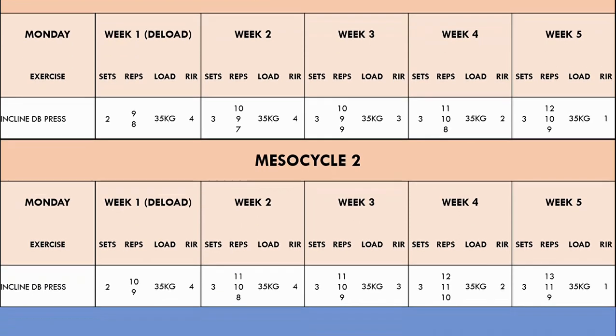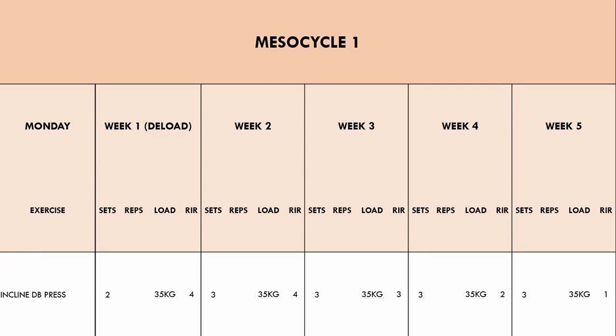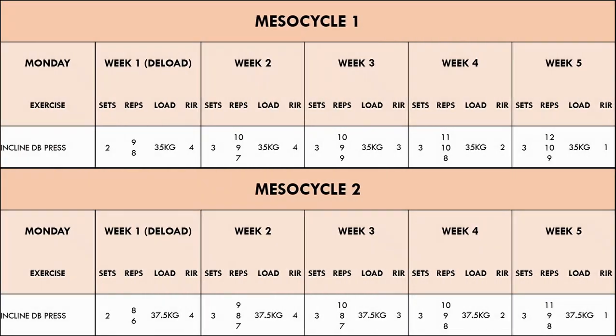The next progression method is to increase load of the exercise being performed. So once the trainee has performed the first mesocycle of training, the load can be increased slightly for the next mesocycle. Let's use the same example of the incline dumbbell press from Monday's training session. After the first mesocycle has been performed, the load may increase from 35 kilos to 37.5 kilos, while all other variables remain the same.